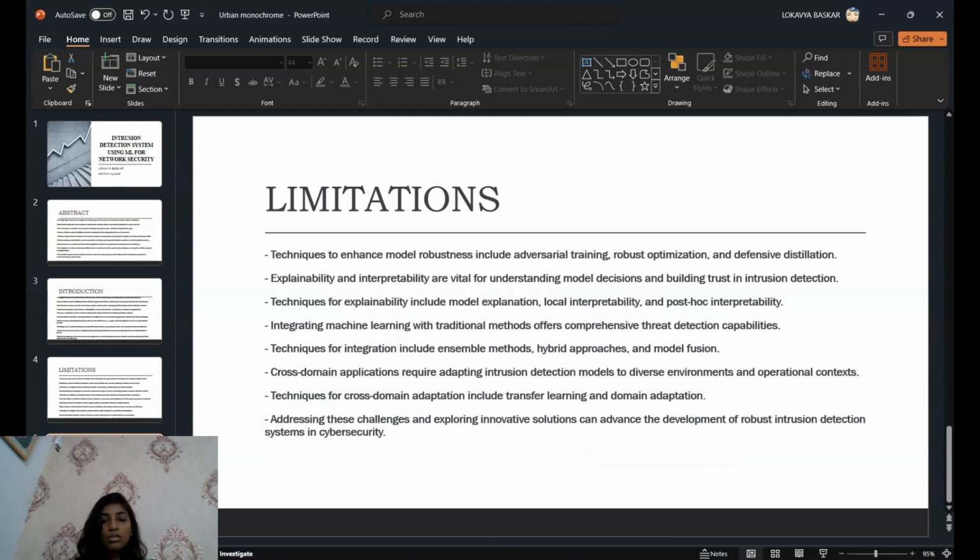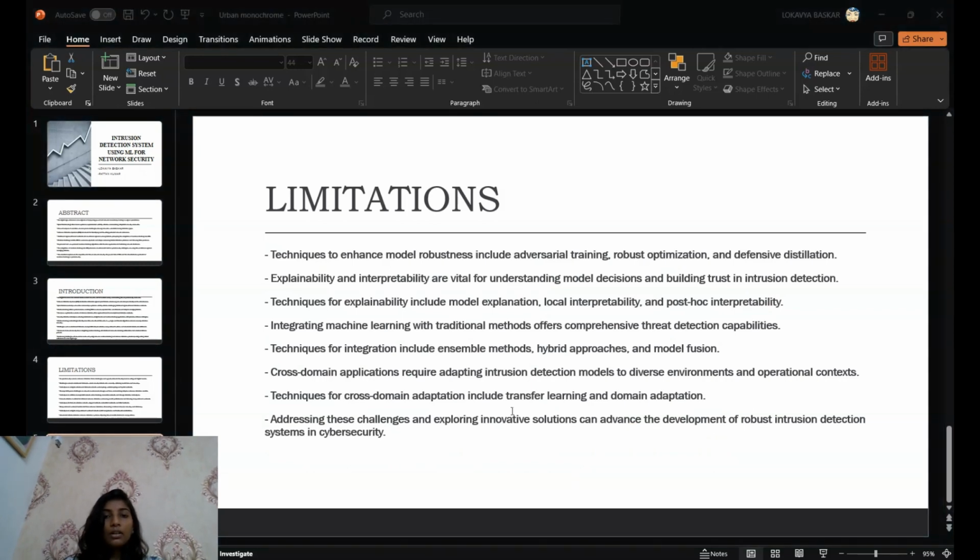Another limitation that we have encountered is the challenge of feature selection. Identifying the most relevant features from a data set is very critical for developing effective intrusion detection models. However, the process of feature selection is complex and resource intensive, requiring very careful consideration of various factors such as feature relevance, redundancy, and computational efficiency. This limitation underscores the need for advanced techniques and methodologies to streamline the feature selection process and optimize the performance of intrusion detection systems.